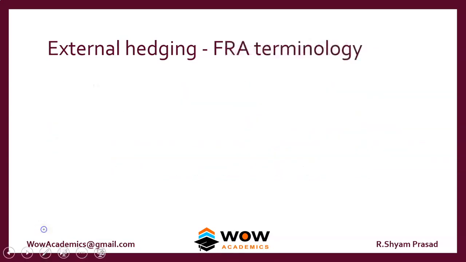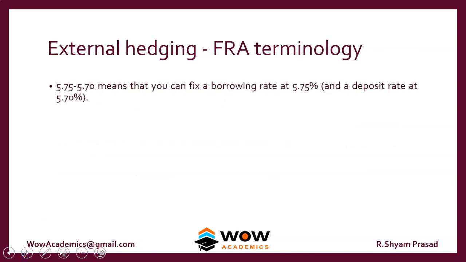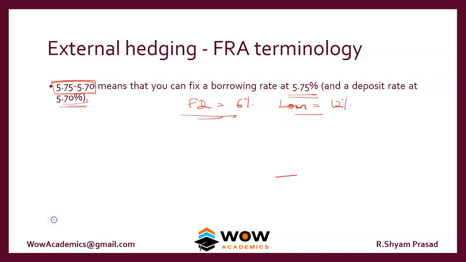So we'll see the terminologies involved in FRA. If they give you a parity like 5.75 to 5.7, it means that you can borrow at 5.75 and you can invest at 5.7. So if you want to borrow, the borrowing rate is higher than the investing rate. This is the same parity that also happens in a bank deposit and borrowing. If you go to a bank, the FD will be 6%, but if you want a loan, that will be 12%. So always the borrowing cost will be higher than the investing income.